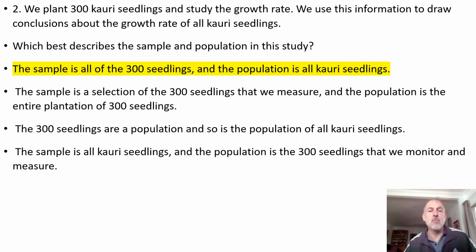So the sample is all the 300 seedlings and the population is all kauri seedlings.